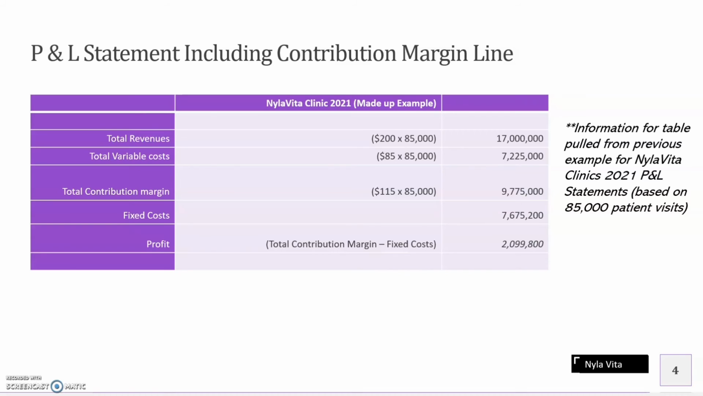Now we have our total contribution margin, which is $115. We multiply that by the 85,000, which are the patient visits, and I got $9,775,000. Now we have our fixed costs, which is $7,675,200. And then we get our profit, which is the total contribution margin subtracted by the fixed costs. And that total is $2,099,800.